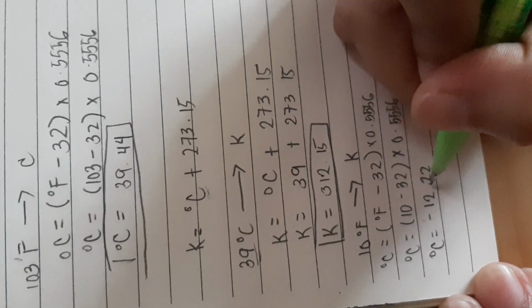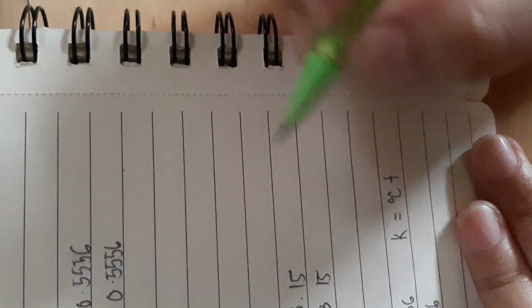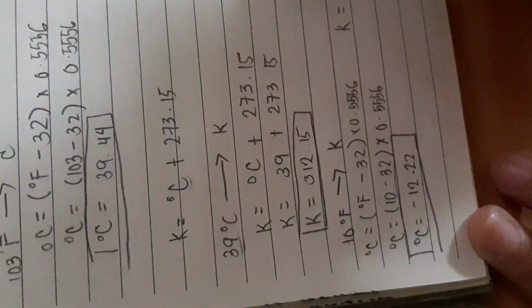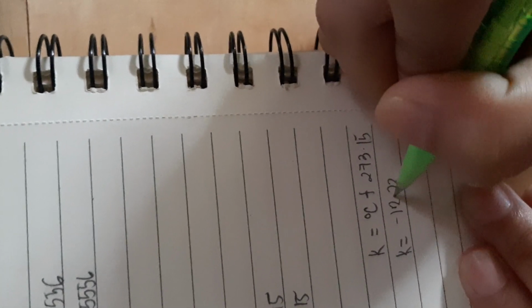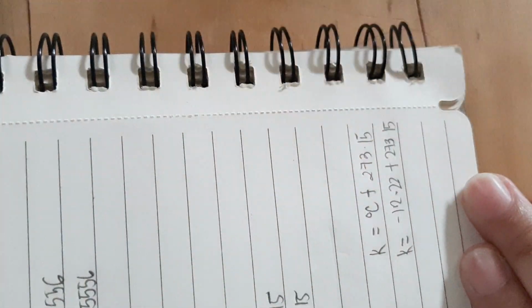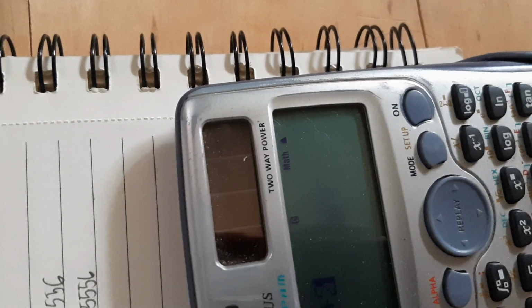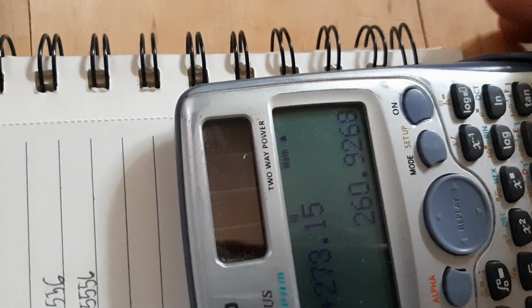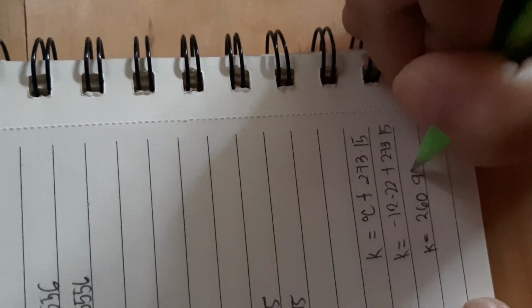So degrees Celsius is equal to negative 12.22. Now since we have the temperature in Celsius, we can compute for Kelvin. Kelvin is equal to degrees Celsius plus 273.15. So the answer earlier is negative 12.22, so Kelvin is equal to negative 12.22 plus 273.15. Let's compute. So this one is 260.93. I just rounded it. So this is the answer.